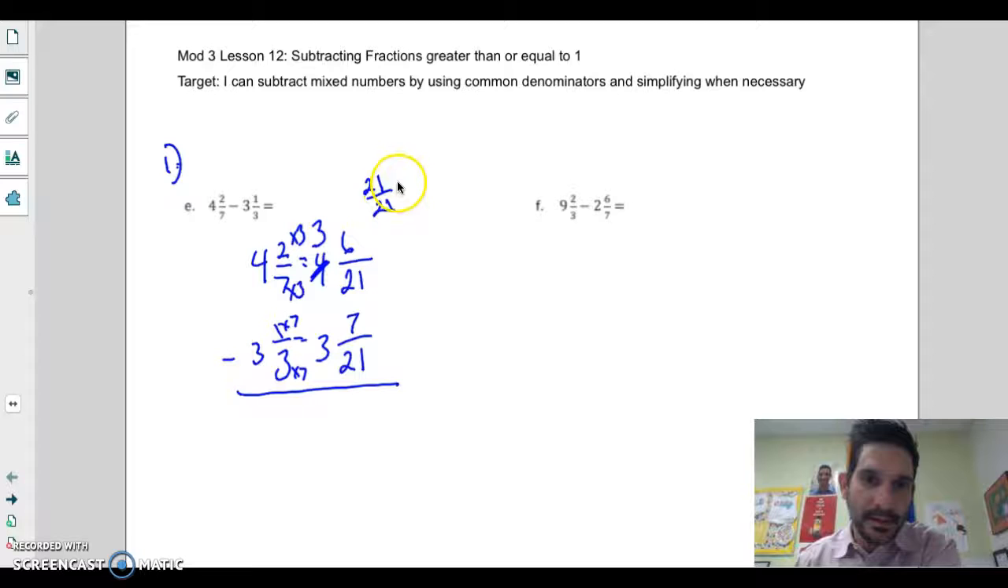Okay, so now I got 21 twenty-firsts from that one whole, plus the 6 twenty-firsts I already have. So now I have 27 over 21. Cross this off, make that 27.